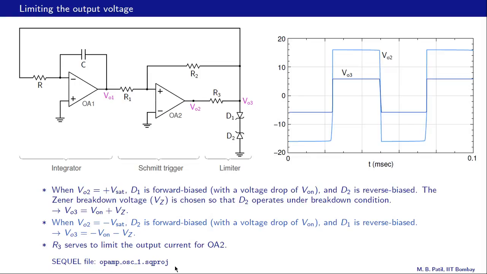To conclude, we have seen the advantage of a Schmitt trigger as a comparator. We have also looked at waveform generation using a Schmitt trigger. In the next class, we will continue our discussion of the Schmitt triggers. Until then, goodbye.